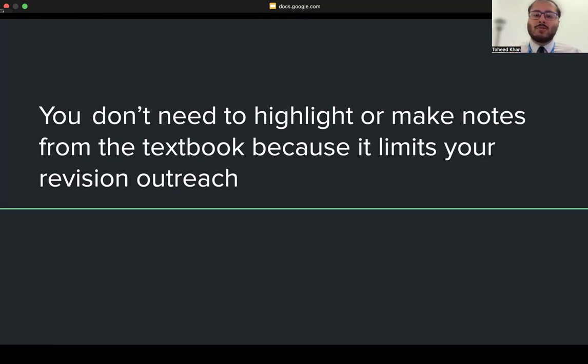So don't just limit yourself to the textbook. The textbook is an information source. Yep, it's an information source. Now, what that means is that everything there is content for your exam, but you don't need to know all of that content for your exam. You don't need to know every single SFD piece for your A-level politics exam. It's about picking what works for you.